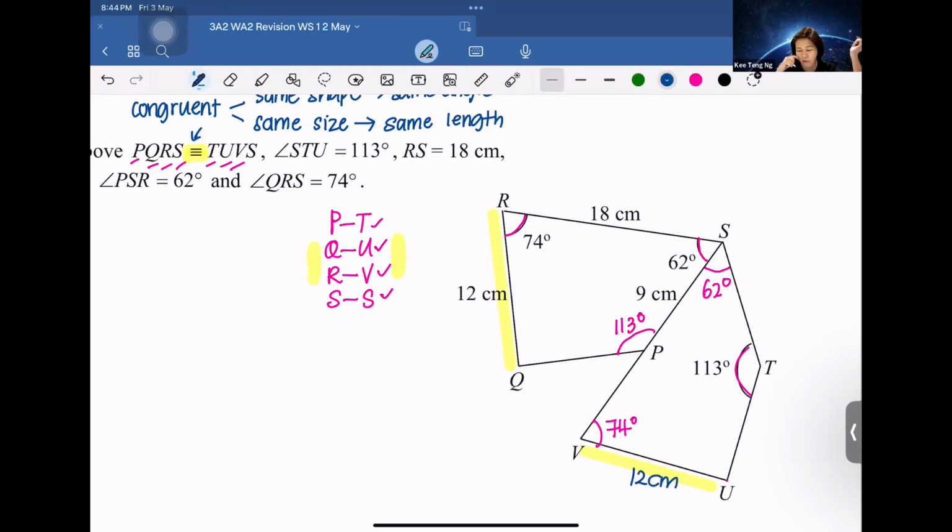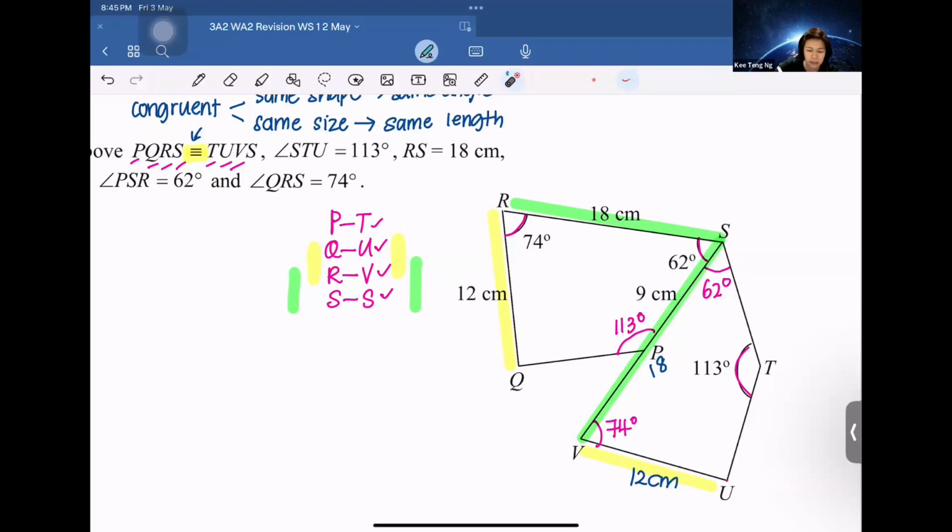Next one, I have RS is 18 cm. RS will match with VS. So this whole length over here is 18, but this length over here is 9. What's this length over here? We can find out that later.